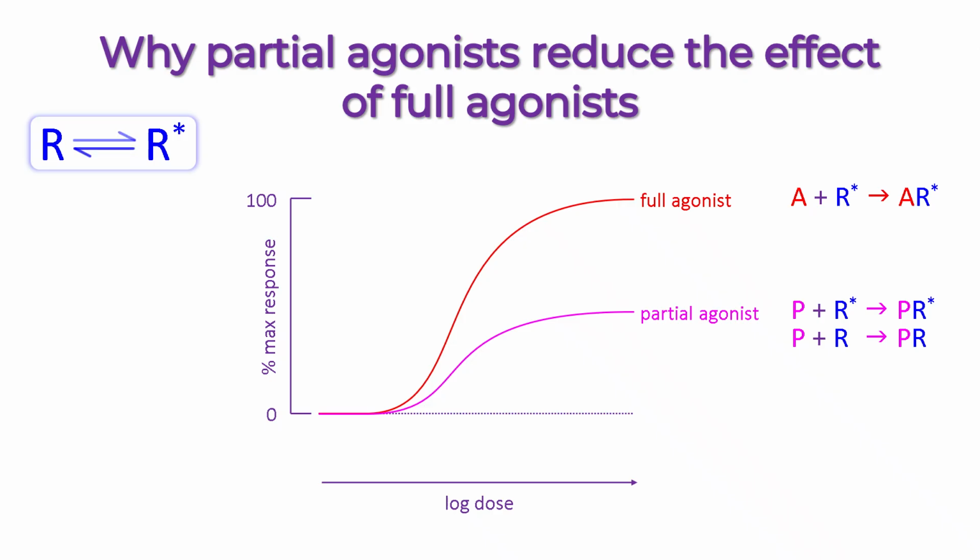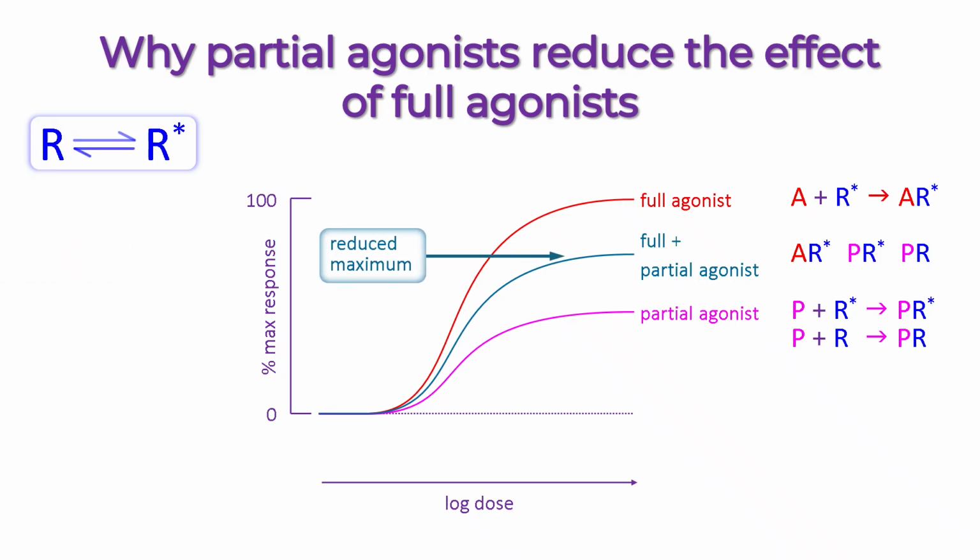Now consider what happens when a full agonist and a partial agonist are present together. The full agonist stabilizes a proportion of the receptors in the active state, but the partial agonist competes for binding. And when the partial agonist occupies receptors, some are active, but others are inactive. This reduces the total number of active receptors contributing to the response. As a result, the full agonist produces a smaller maximum response when a partial agonist is also present.